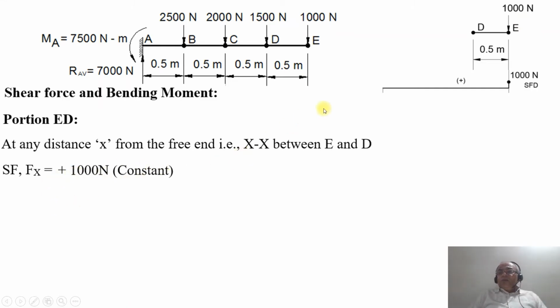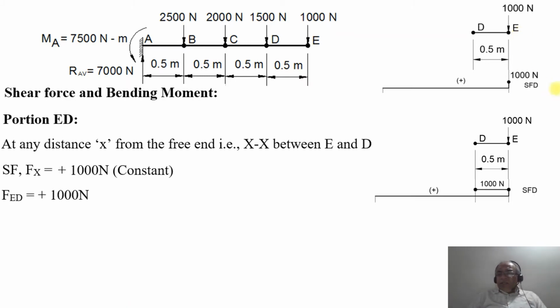So when you plot that, you can see Fx at E is going to be 1000 Newton. The shear force between D and E, as there is no other load acting between D and E, naturally remains constant. So between D and E, it is going to remain the same, which is 1000 Newton.